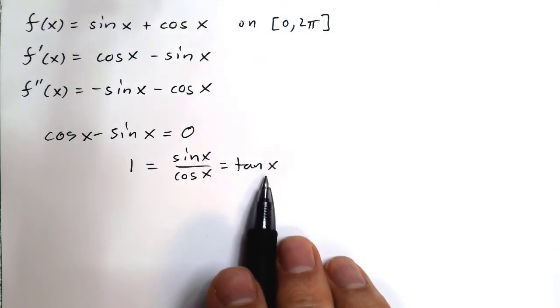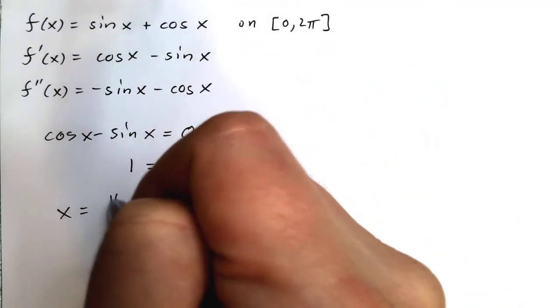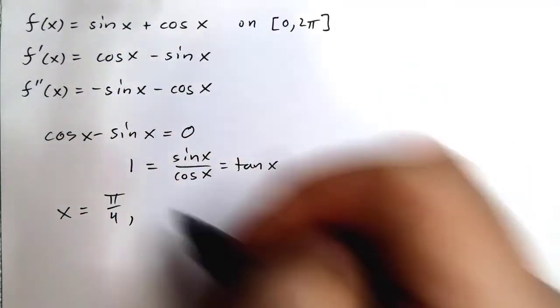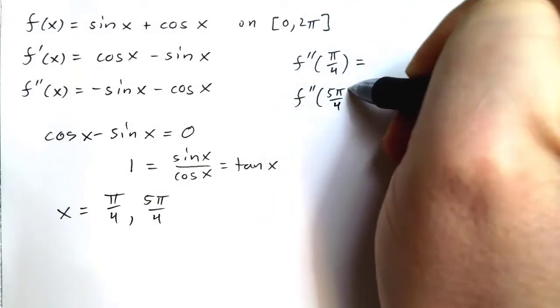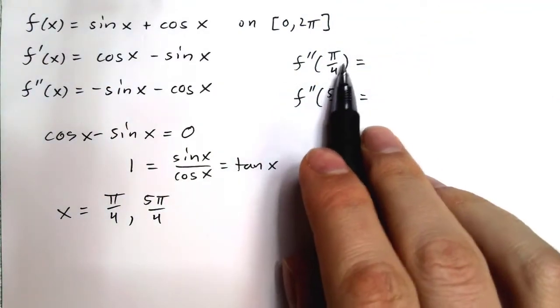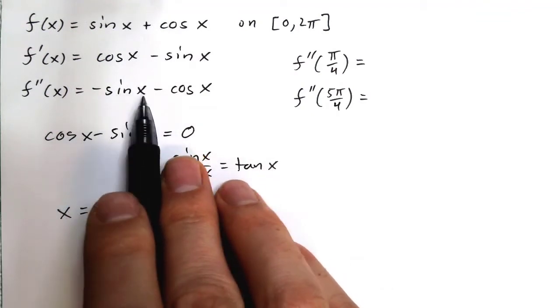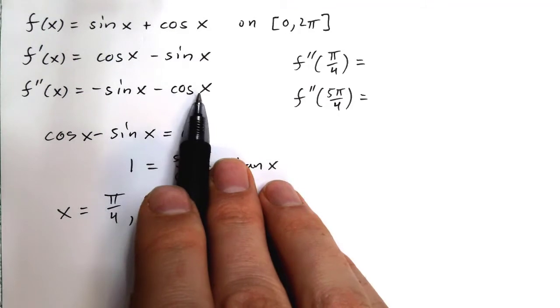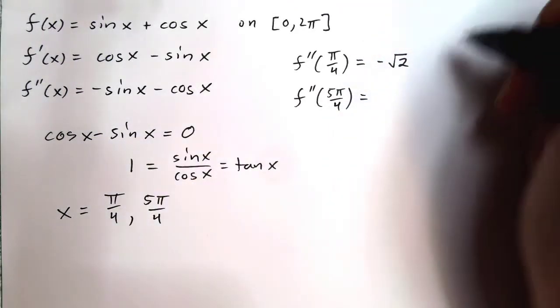And as we saw in the last video, this happens when x equals pi over 4 and 5 pi over 4. Right? So what we're going to do is check the values of the second derivative at these numbers. Okay, so the second derivative at pi over 4. So I got negative root 2 over 2 minus root 2 over 2. That's negative root 2, and that is negative.